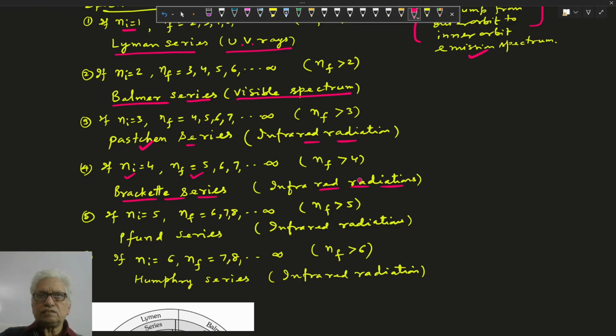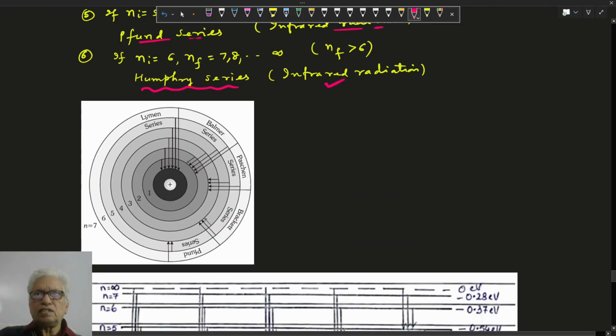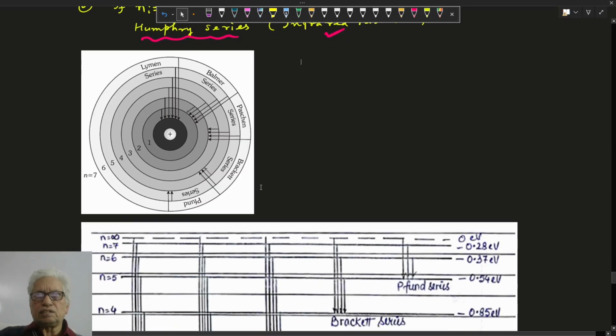Infrared radiations. n_i is 5, n_f is more than 5, 6, 7, 8 like, it is called Pfund series. Infrared radiations. If n_i is 6, n_f is more than 6, called Humphreys series. Again it is in infrared radiation. We can see, looking at this figure here, one is involved and coming from second, third, fourth, fifth like, so it is called Lyman series. Up to second from any higher called Balmer, up to third from any higher called Paschen series, like Brackett series, like say Pfund series.